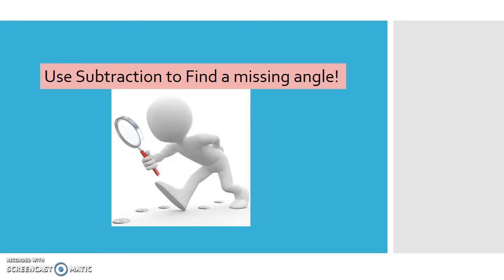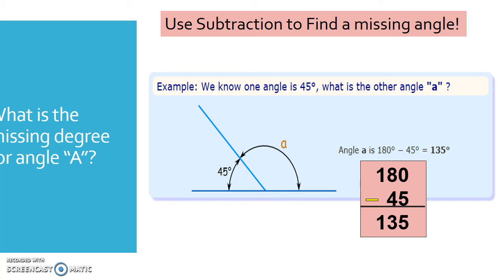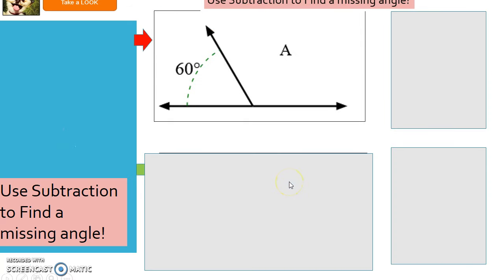All right, let's practice this. Again, I'm using subtraction to find a missing angle. What is the missing degree for angle A? I'm going to use subtraction because we do know that 45 degrees is the amount right here. But what's the other angle? Angle A is 180 degrees minus what we're given, 45 degrees, and it gives me a total of 135 degrees for the missing letter A angle.